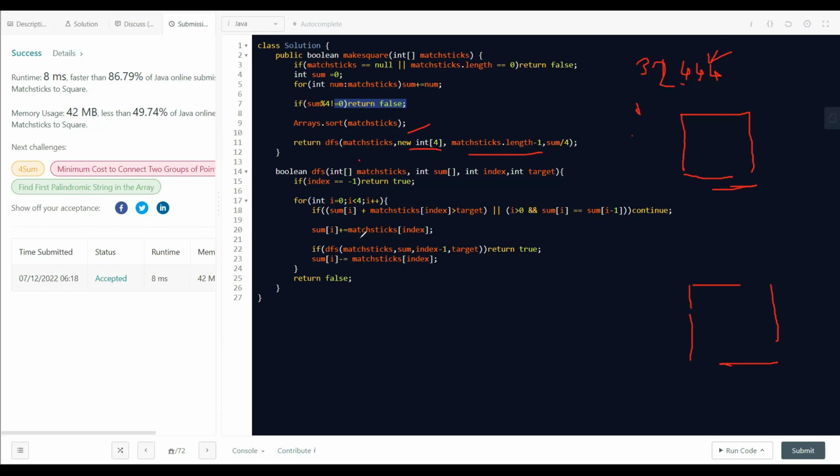We shouldn't put any of the sides being greater than our target, right? So that's our objective over here. Now, if our index is -1, like if we keep on traversing from the right to the left, and after that we reach -1, that means we reached our target. So we return true. Okay, fine.